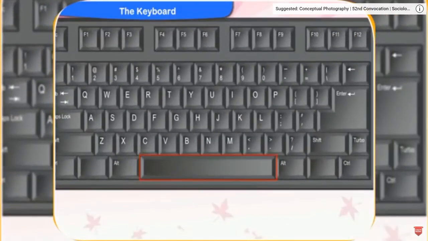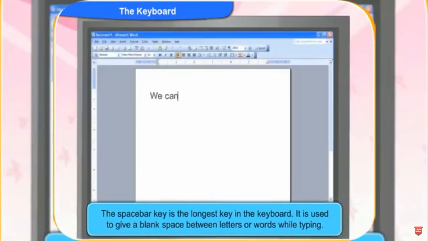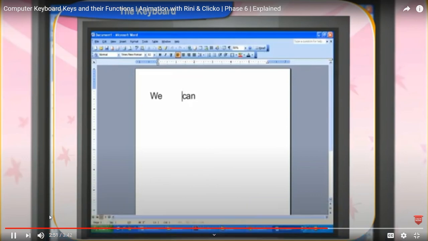Which is the long key at the bottom of the keyboard? That is the spacebar key. It is the longest key in the keyboard. It is used to give a blank space between letters or words while typing.